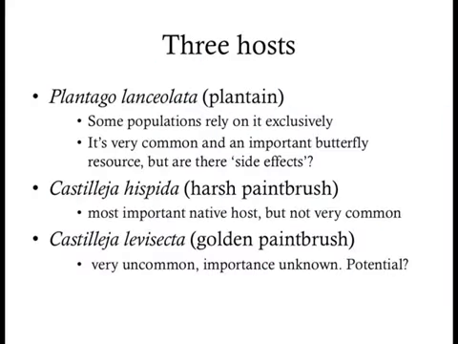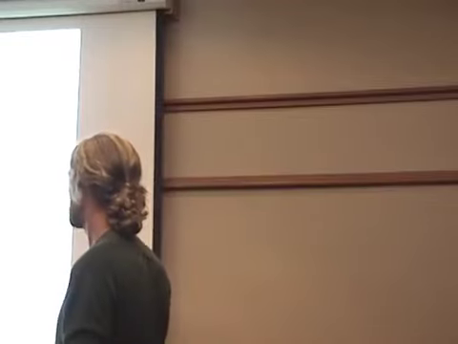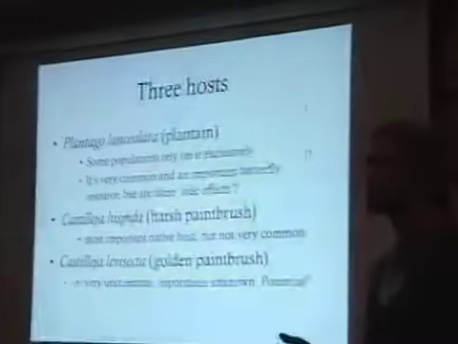So there's 3 hosts: plantain, harsh paintbrush, and golden paintbrush. And plantain, it's an invasive exotic, but it's also really important for Taylor's checker spot because it's way more common than the other stuff, and the other stuff sometimes is almost absent from sites that are really important in Taylor's checker spot populations. So, Plantago.